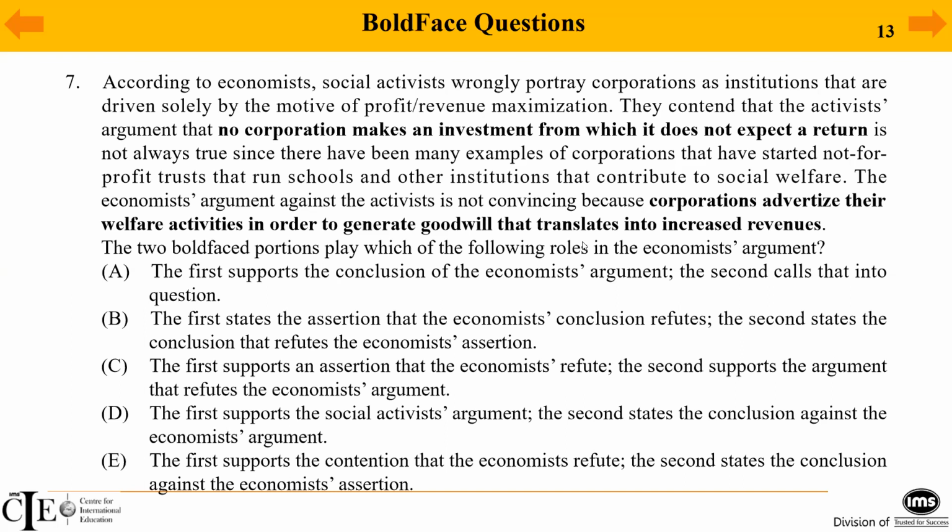So what are economists saying? That social activists blame corporations as profit-making institutions, which is wrong. So economists are of the opinion that social activists are wrong to portray corporations as profit-making bodies or solely driven by profit motives. And what is their argument? That the activists' argument that no corporation makes an investment from which it does not expect a return is not always true.